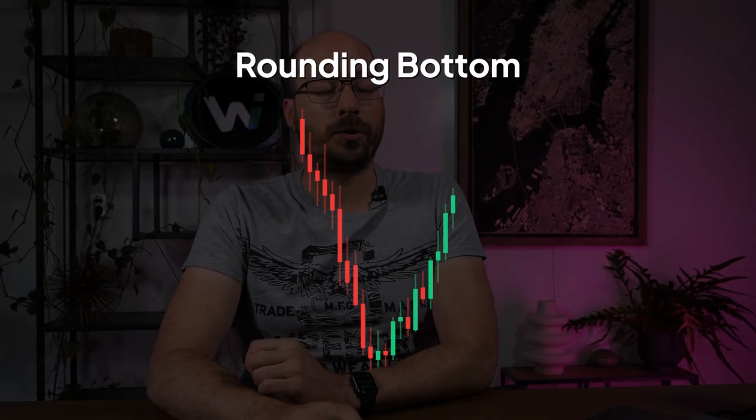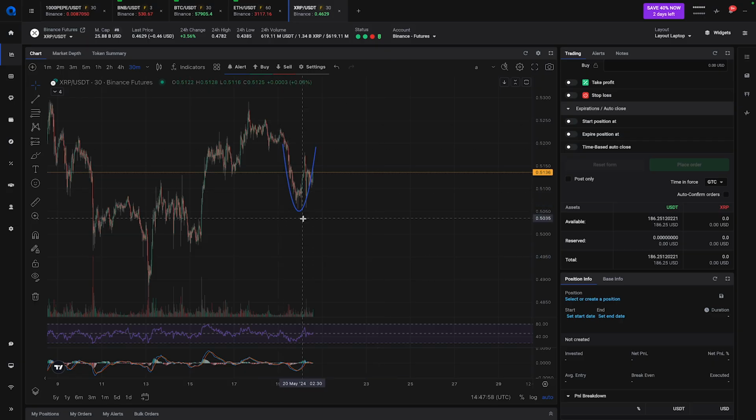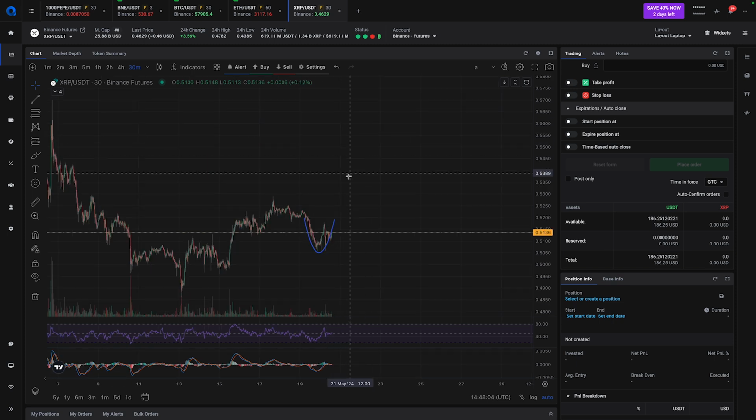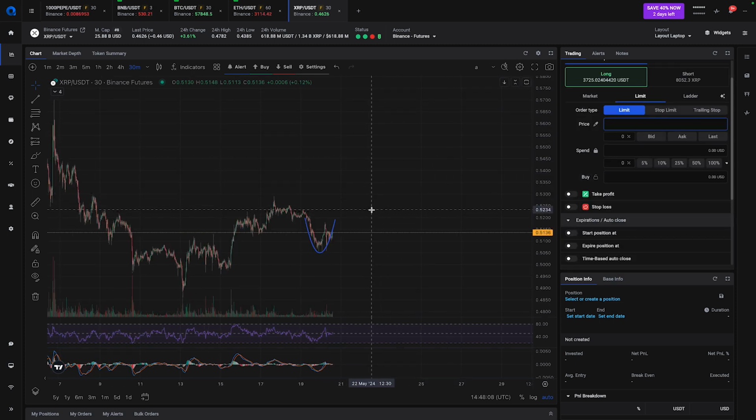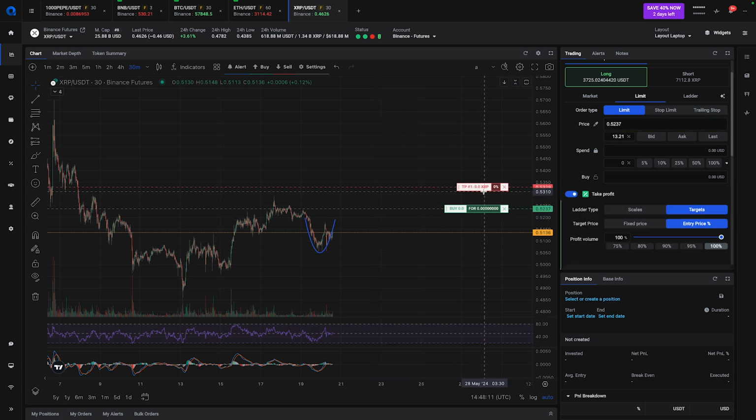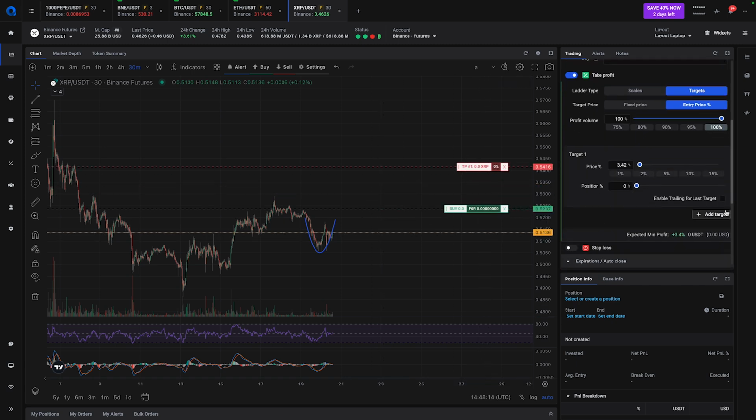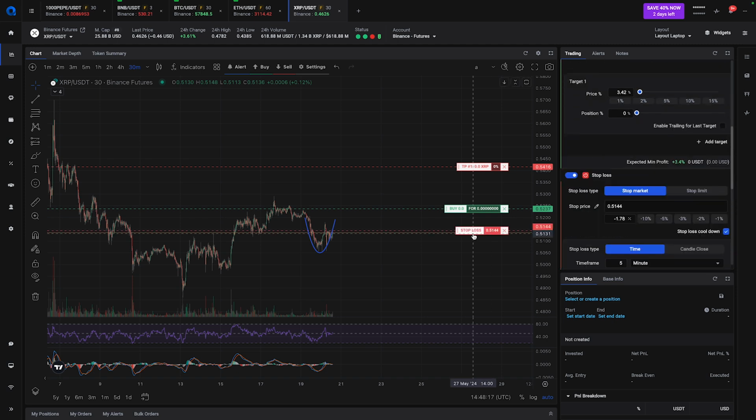Another pattern is the rounding bottom. As you can see, the price is rounding down and indicating a trend reversal up. So if the price breaks out of this level, then it usually continues on. So we can set our entry price right here. We set our take profit to the next support and resistance levels. And we can set our stop loss below the rounding bottom part.